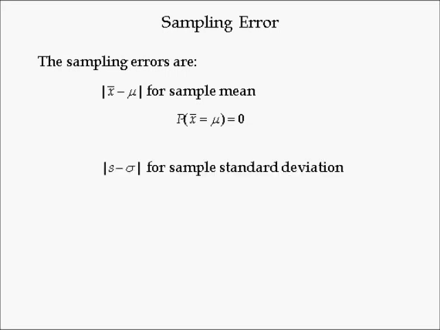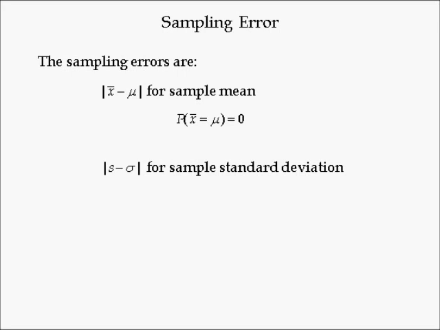Sampling error is the absolute value of the difference between a sample statistic and the population parameter it estimates. Examples include sampling error for the sample mean. This exists because the probability that the sample mean will be exactly equal to the population mean is 0, because the sample mean could theoretically take on infinitely many values, while the population mean is some known value.